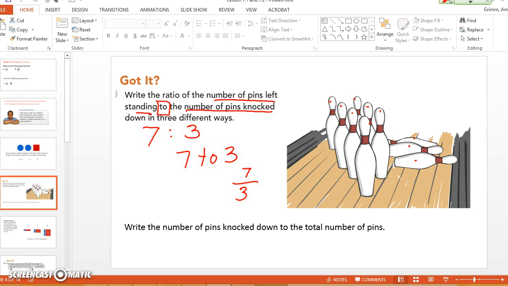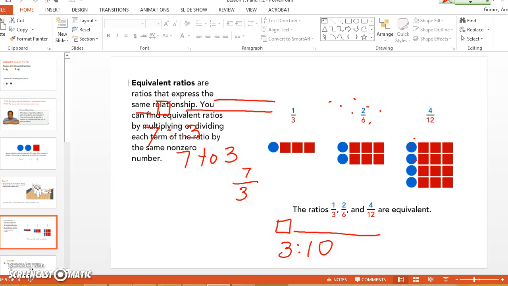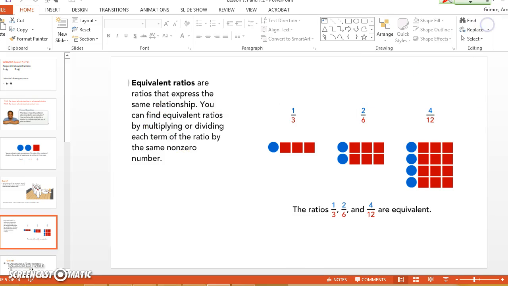All right, then the next one says, write the number of pins knocked down, and you have to watch your wording on these because they're going to change the words. So here's your magic word "to", and this says to the total number of pins, and they like to change this on you every problem. So what would this ratio be? Listen. 3 to 7? 3 to 10? What do you guys think? Number of pins knocked down would be 3 to the total number of pins, which would be 10. Okay, and this one didn't say write it 3 ways, but if you had to, I think you could. Okay, questions on that before I move on? Okay, so next part of this, they want to make sure you know how to do equivalent ratios.